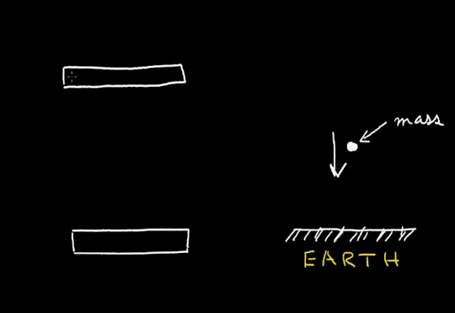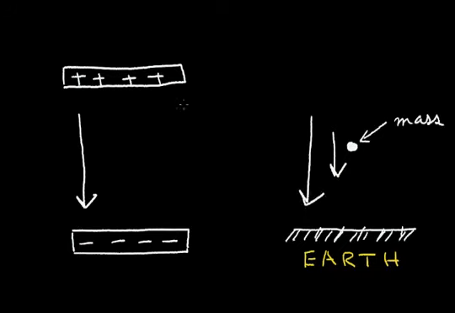If, for example, we have two metal plates, and on the upper plate we put a positive charge, and on the bottom plate we put a corresponding negative charge. When we do that, we create what is called an electric field, or an E field, that points in this direction, just like the gravitational field points towards the Earth. The electric field points from the positive plate to the negative plate.